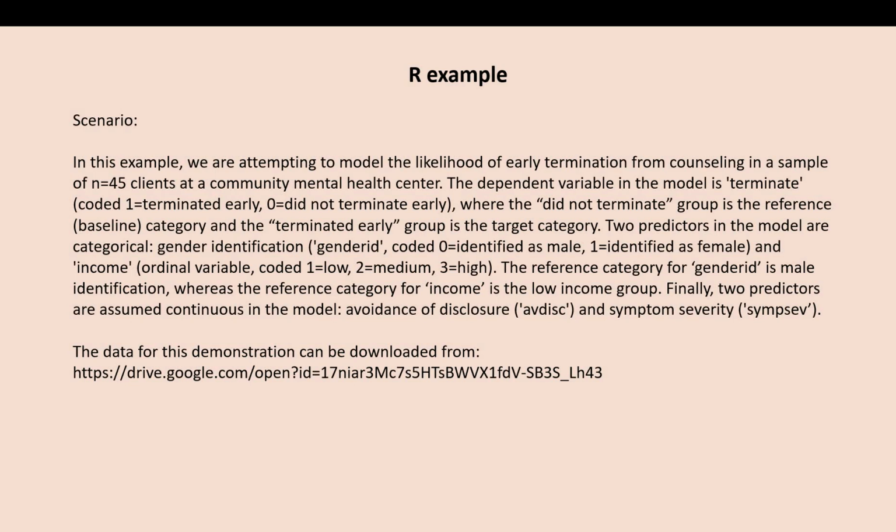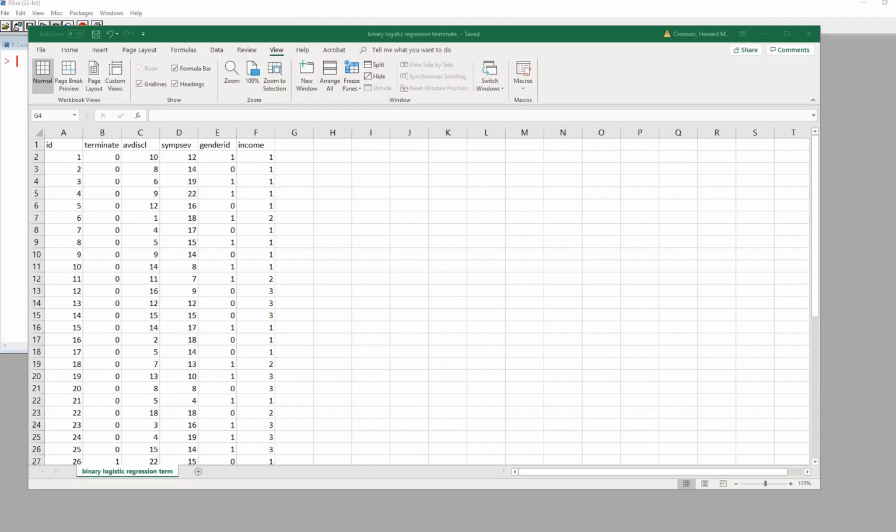We're going to have gender identification, which is coded 0 for male, 1 for female, with male being the reference category, and income, which is an ordinal variable coded 1 for low, 2 for medium, and 3 for high. The reference category for that variable is the low income group. Finally, two predictors will be treated as continuous in the model: avoidance of disclosure and symptom severity.